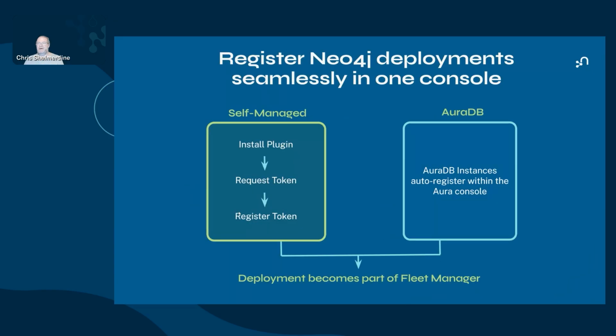We've spoken a little bit about how you get registered with the self-managed process today. It's install plugin, request the token, register the token. Aura DB instances, if you use them, are automatically part of Fleet Manager. We will be improving this in 2026 so that the plugin is no longer required. It will be automatically included in the most recent versions of Neo4j. So it's an even simpler, even easier process to get started with Fleet Manager in the future.